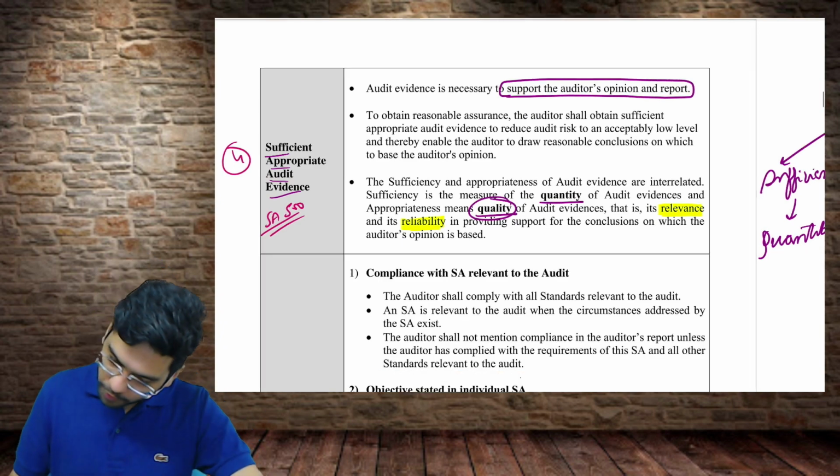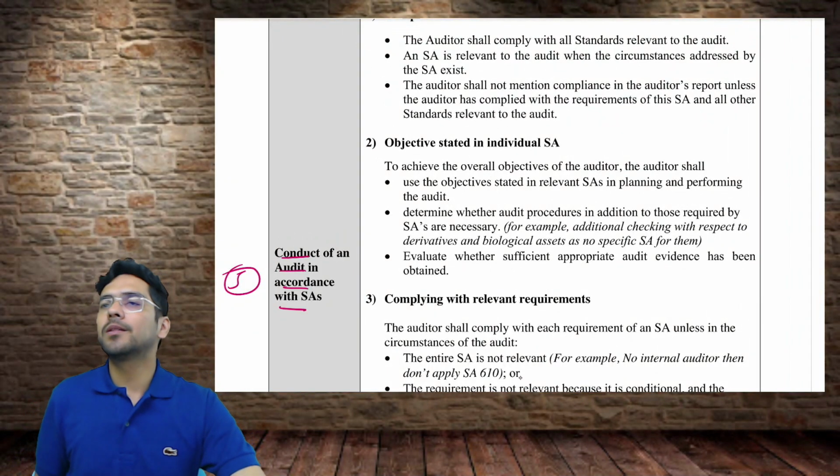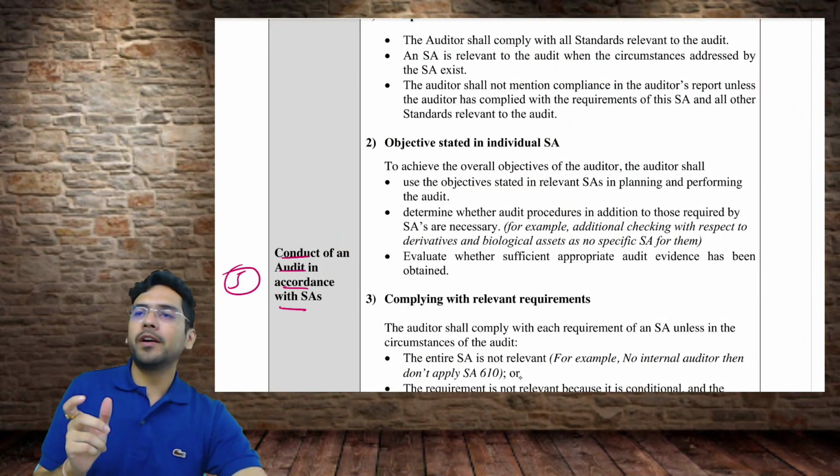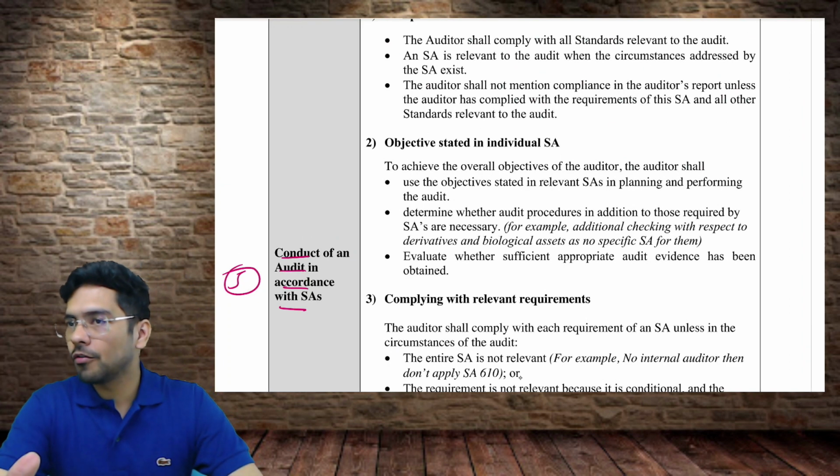Is this clear? Okay. And the last requirement, very simple: conduct of an audit in accordance with what? So whenever you are doing the audit, SA 200 says the standards on auditing need to be followed. Okay. All right.